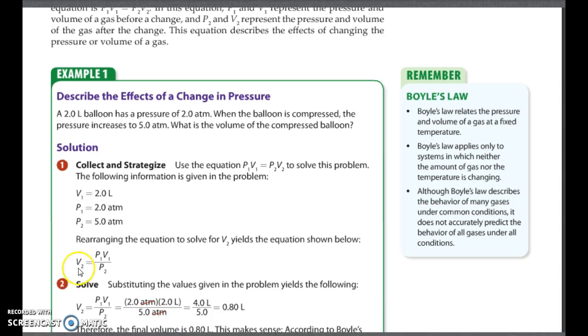And then we can algebraically rearrange our equation and plug in your numbers. We can check and say, yep, the atm cancel and I'm left with liters. Liters is my unit for volume. That's good. My answer is 0.8.